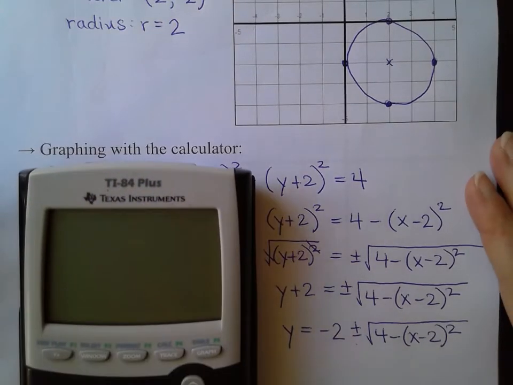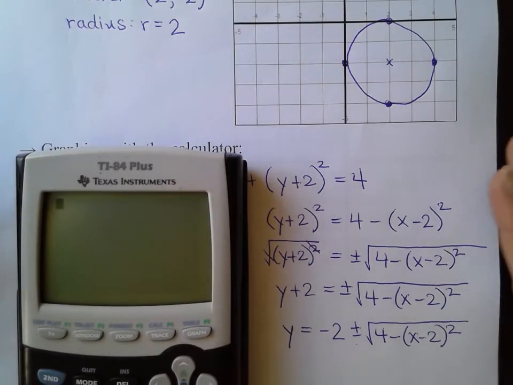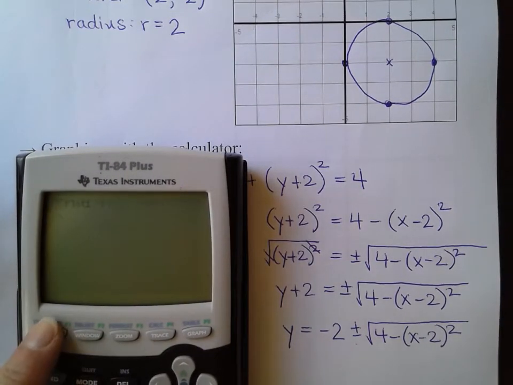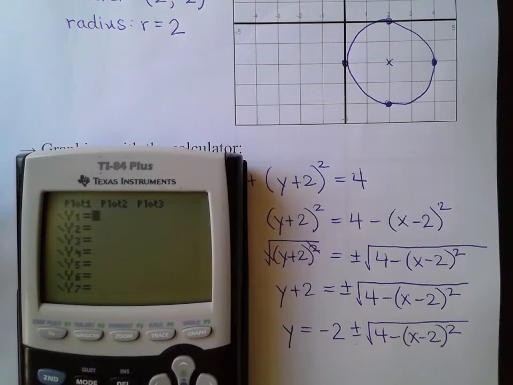Here's my calculator. I'm going to go to the y equals screen. I'm going to type in, make sure you use the negative key for this, -2 plus square root of 4 minus, it's good to put in the parentheses here, (x minus 2) squared, and then close the parentheses. Let's go ahead and graph that. All right, so that gives us the top arc.